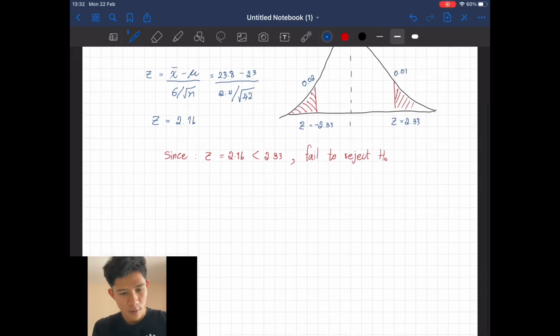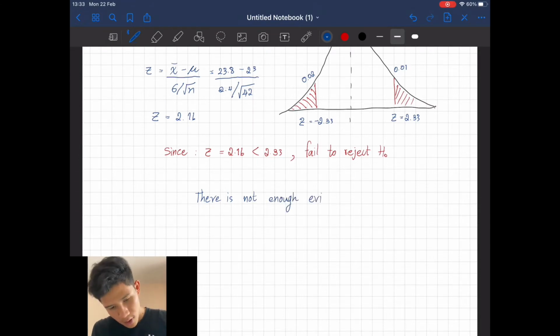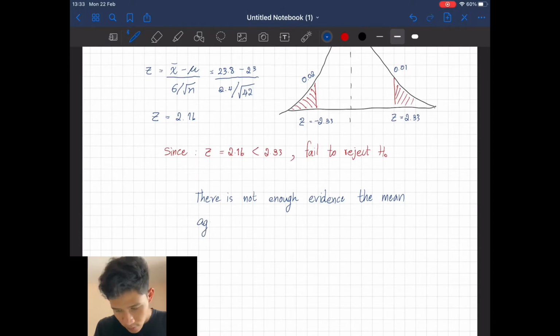Last step. So there is not enough evidence that the mean IQ has changed.